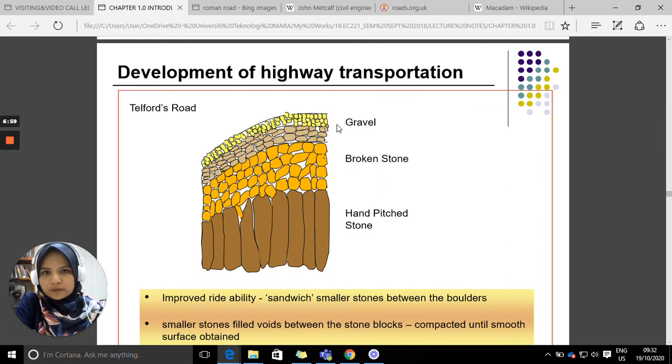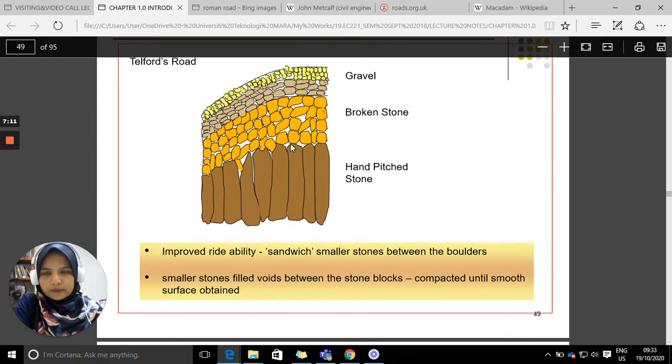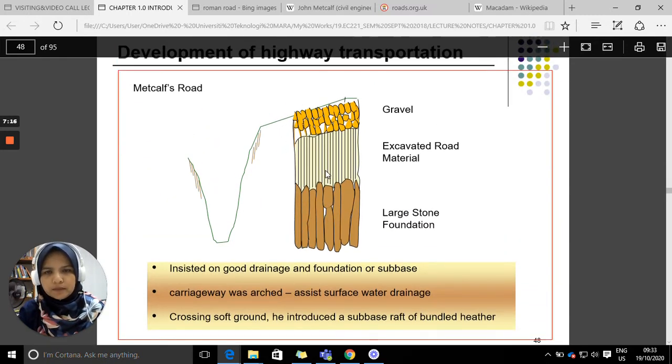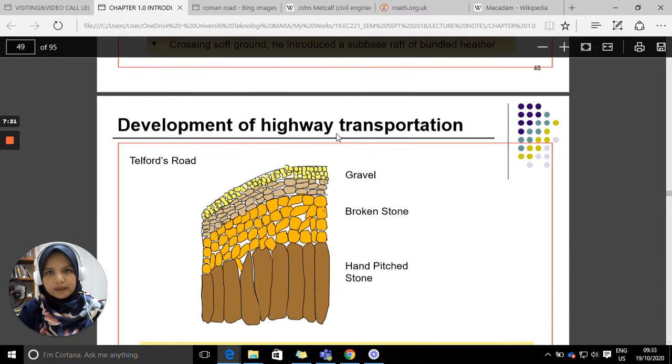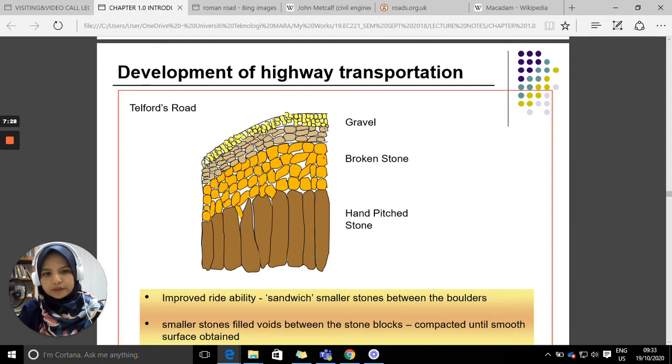So the very top layer they use for gravel, then they use the broken stone, and for the foundation we use hand pitched stone, right? So at this particular point, you can see Telford Road and also Metcalf Road. If you were to ride on the surface of Metcalf Road and also Telford Road, you can feel that on the Telford Road, the rideability is much smoother compared to Metcalf Road, right?